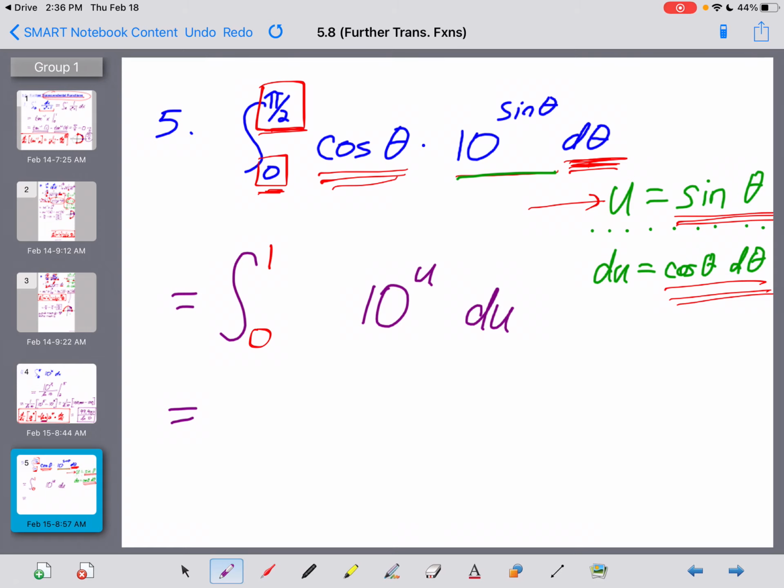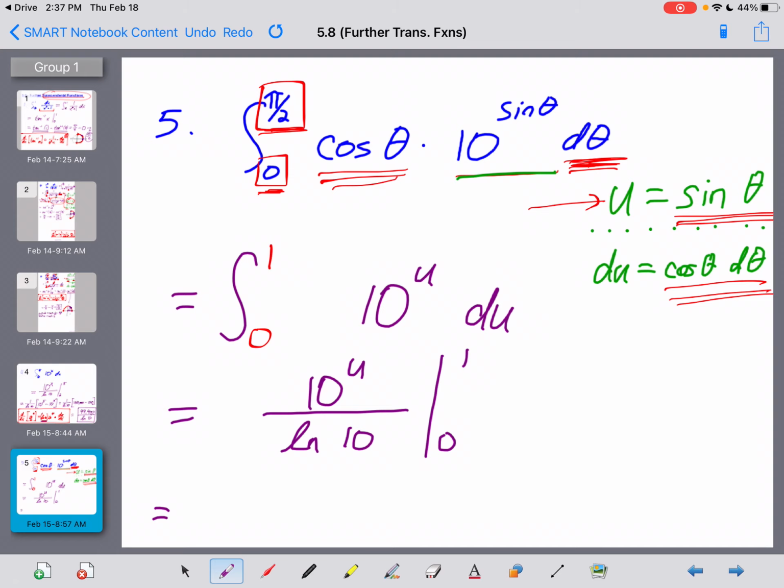Anti-differentiating 10 to the u is the same base, 10, to the same power, u, divided by the derivative of the exponent, which is 1, divided by the natural log of the base, which is 10. And we're evaluating all of this from 0 to 1.